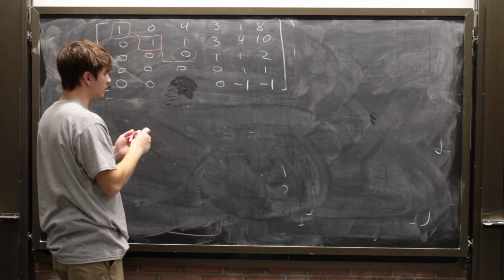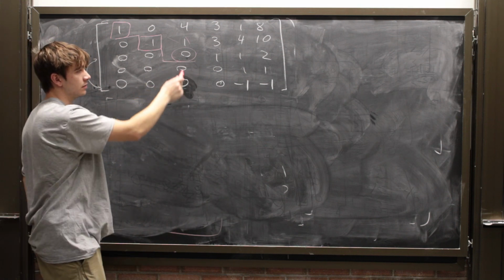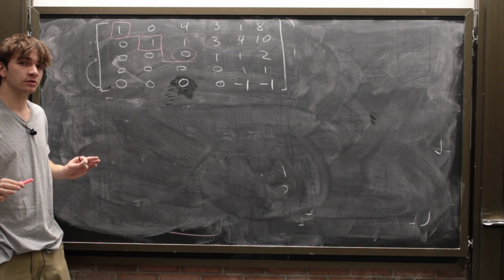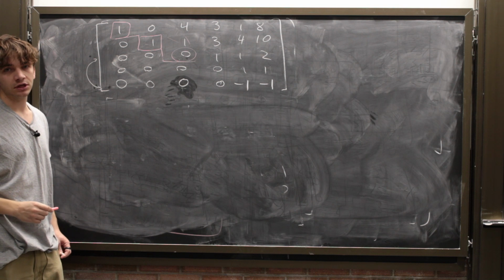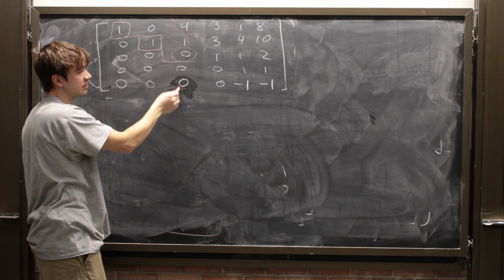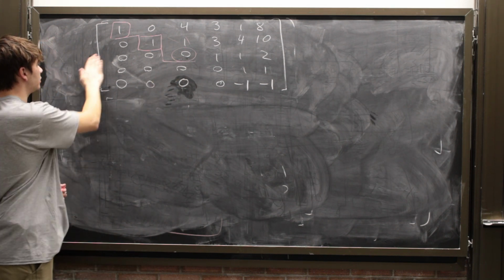However, this is a special case where there are only zeros beneath my 0. So there's nothing I can do to get this to be a 1. There's nothing I can do. Remember, I can't deal with anything above this, and there's nothing I can do with these bottom two rows to get this into a 1. So what do I do?